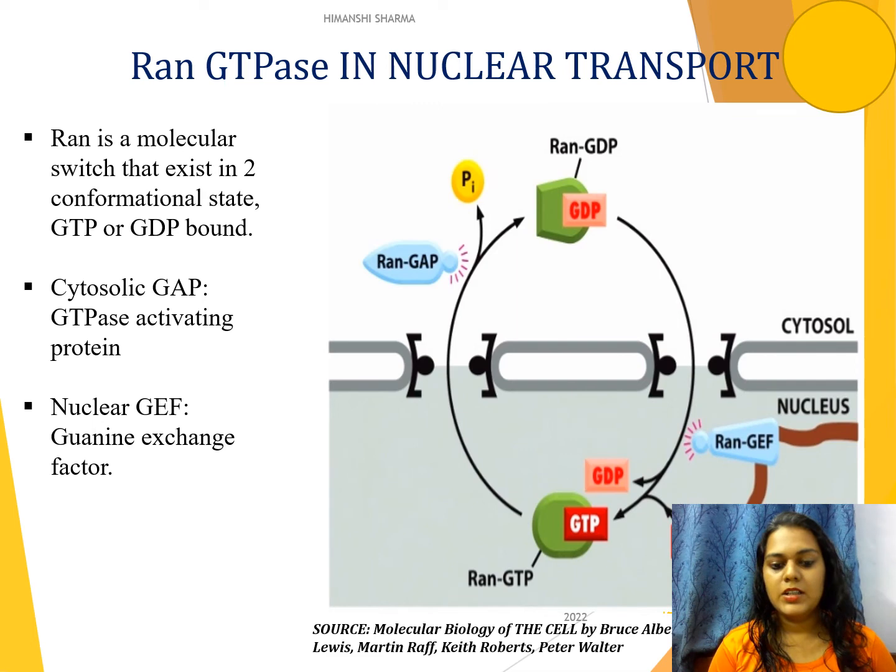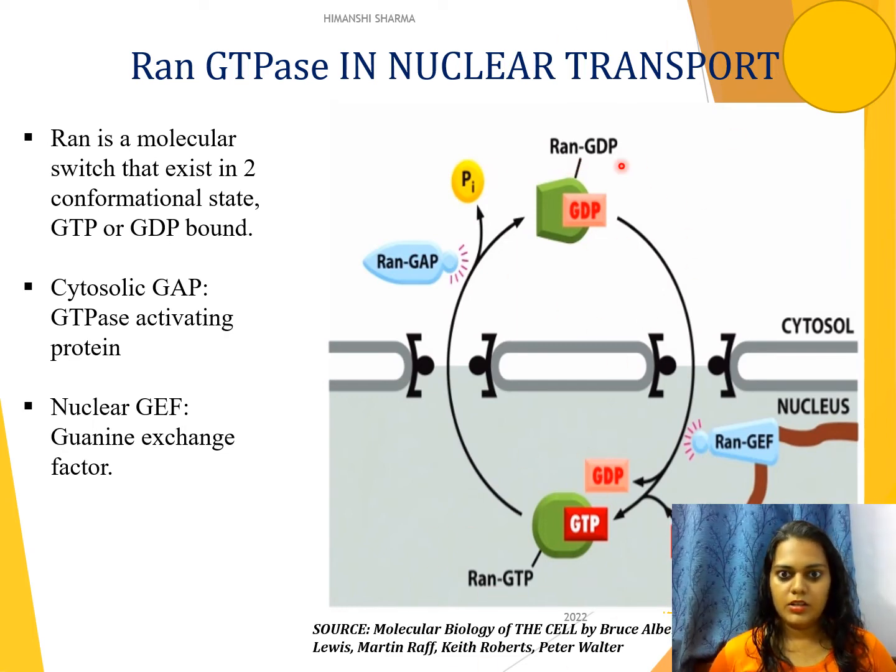Now let's talk about RAN GTPase in nuclear transport. RAN is a molecular switch that exists in two conformational states. One is RAN GTP, where RAN is bound to GTP, and the second one is RAN GDP. RAN GTP exists inside the nucleus, and RAN GDP is present on the cytosolic side. And there are two more proteins: RAN GAP, which is RAN GTPase activating protein, and RAN GEF, which is guanine exchange factor. RAN GAP dephosphorylates RAN GTP and converts it into RAN GDP, and RAN GEF phosphorylates the GDP and converts it into RAN GTP.